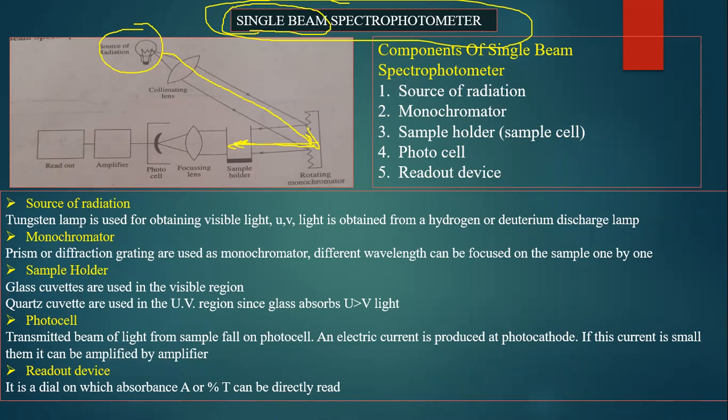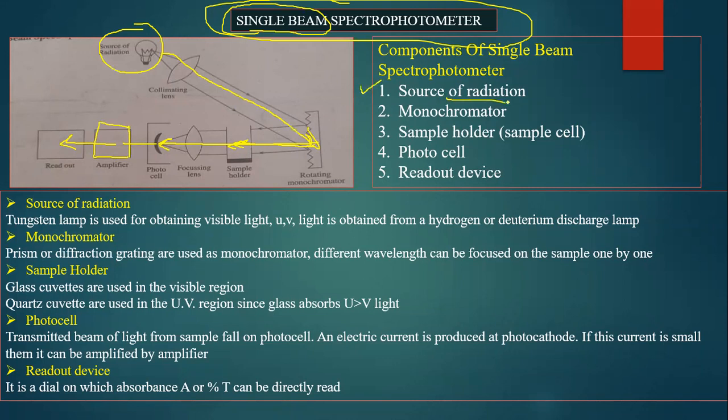Now from there it goes to the focusing lens, and that falls upon the photocell. On the photocell, light energy gets converted to electric energy. That electrical energy is then amplified in the amplifier, and from that amplifier the signal goes to the readout, where you can see or note down the reading from the digital display. So what components are there?